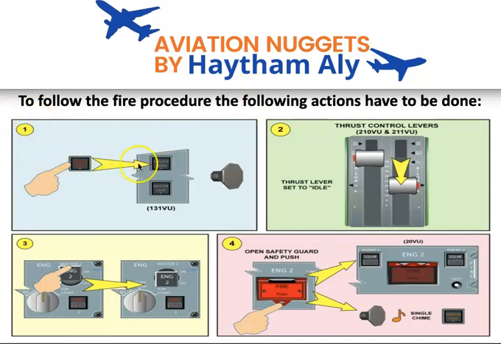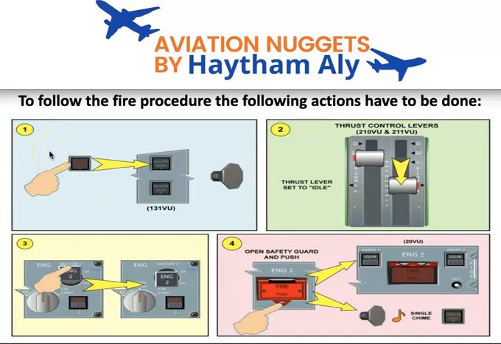Number 1, number 2, number 3, and number 4 are isolation. And number 5, you will extinguish the fire bottle. It is the last step. So all the beginning steps are isolation, everybody. All the beginning steps are isolation.